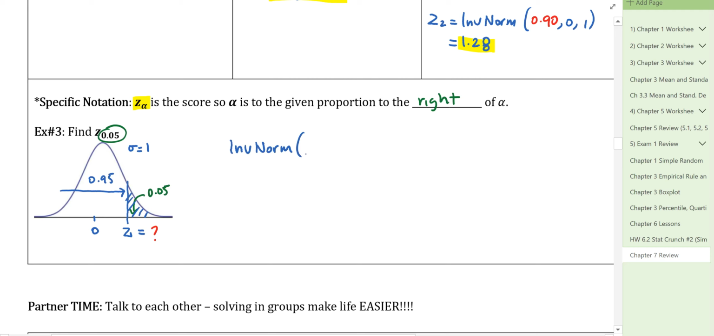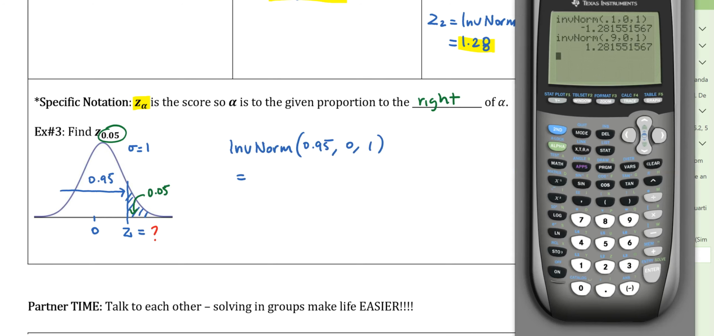Bottom area to the left of z is 0.95, and mean 0, standard deviation 1, that's standard normal, and enter that in my calculator. Okay, so I say second distribution, so number 3, and on the left is 0.95, mean 0, standard deviation 1. I enter that, I get 1.64 approximately.